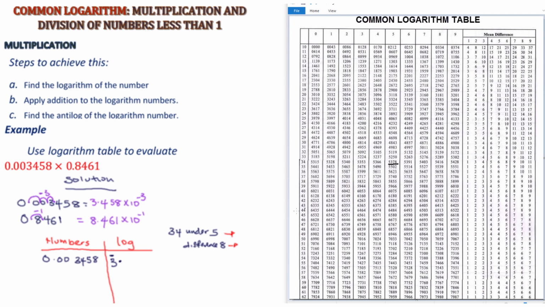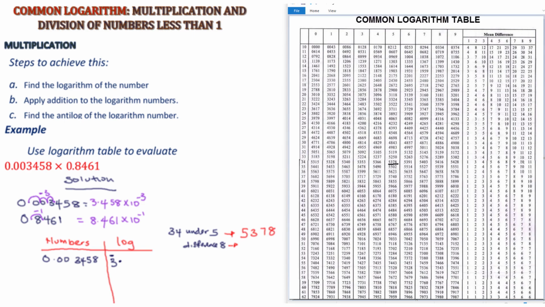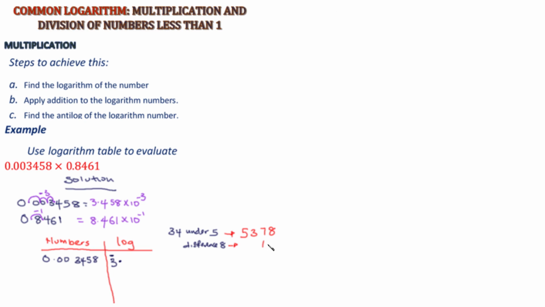The value is 5378. Now let's come to the board. 5378, in difference of 8, that's 10. Then you add both up. That will be 8, 8, 3, 5. Now that is the fractional part: 5, 3, 8, 8.